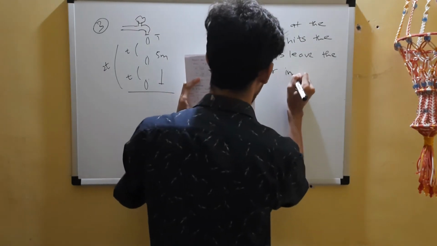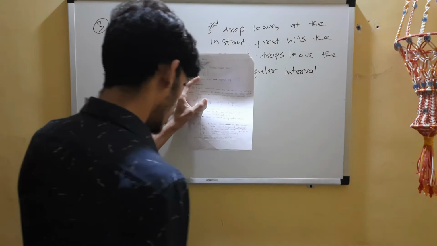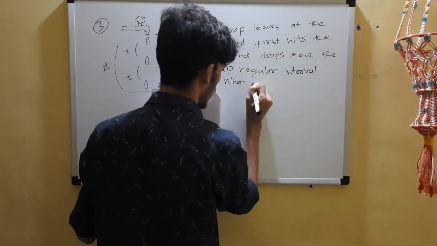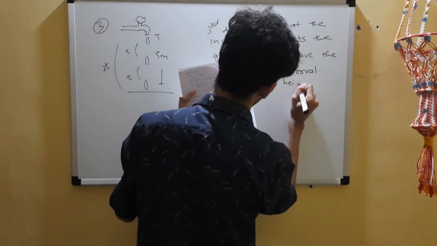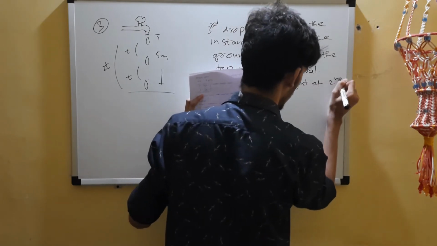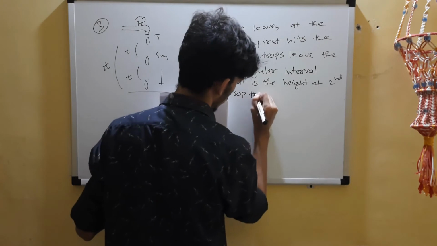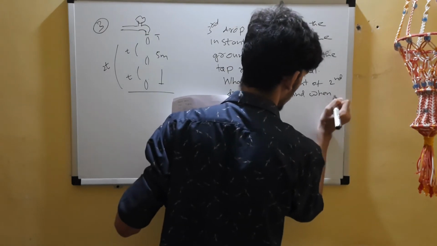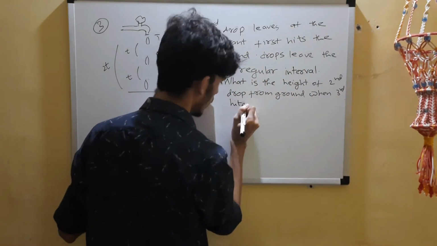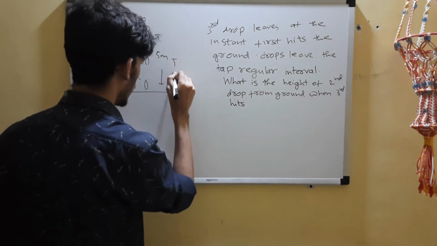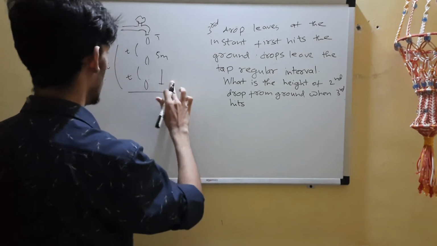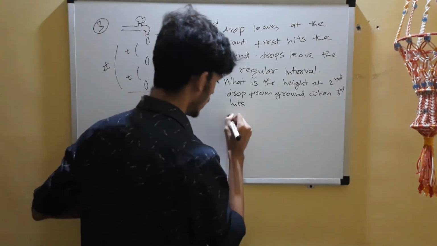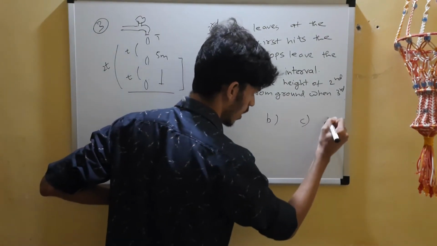Drops leave at regular interval, and finally, what is the height of second drop from the ground when third hits? So when the third one hits the ground, you need to find this distance, whatever the distance of the second drop from the ground when the third one hits.